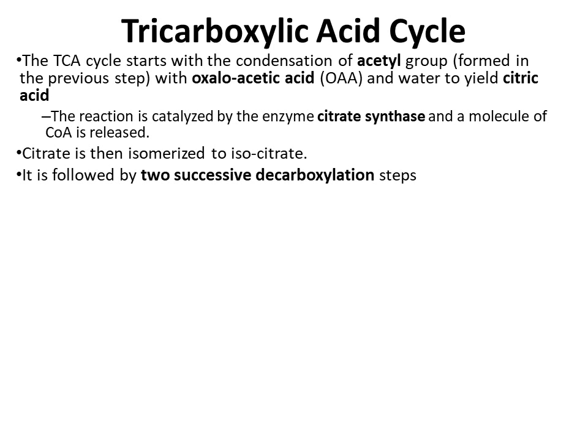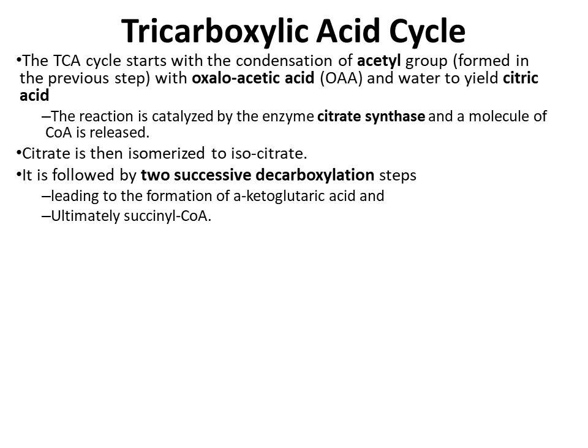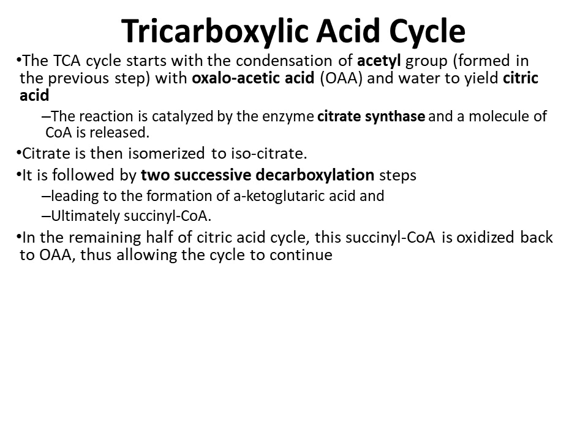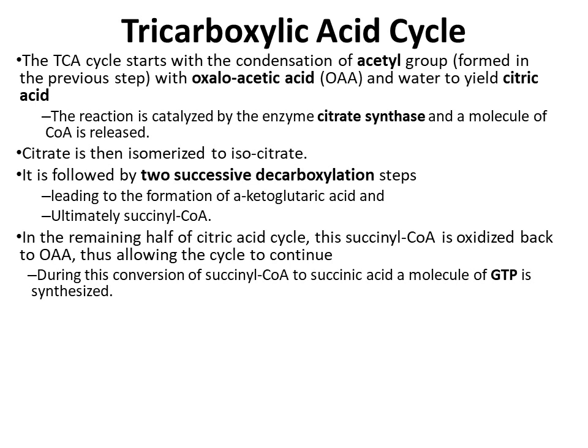Isocitrate is followed by 2 successive decarboxylation steps. So the remaining 2 carbons are also removed as carbon dioxide in these, leading to formation of alpha ketoglutaric acid, ultimately succinyl coenzyme A. In the remaining half of the citric acid cycle, this succinyl coenzyme A is oxidized back to oxaloacetic acid, that is the beginner, thus allowing the cycle to continue.